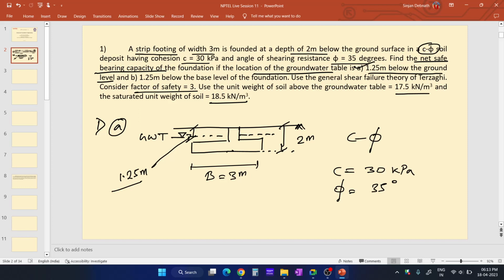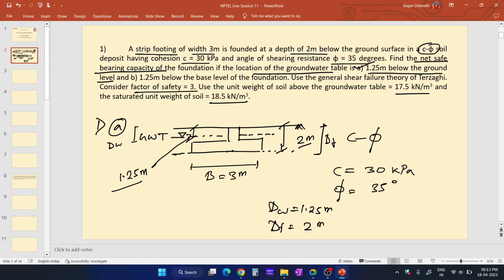Okay, so suppose the depth of the foundation is denoted by df, which is 2 meter. This is the base level of the foundation, and the depth of the groundwater table is dw. Let me consider dw equal to 1.25 meter and df equal to 2 meter. So what is the overburden pressure at the base of the foundation?